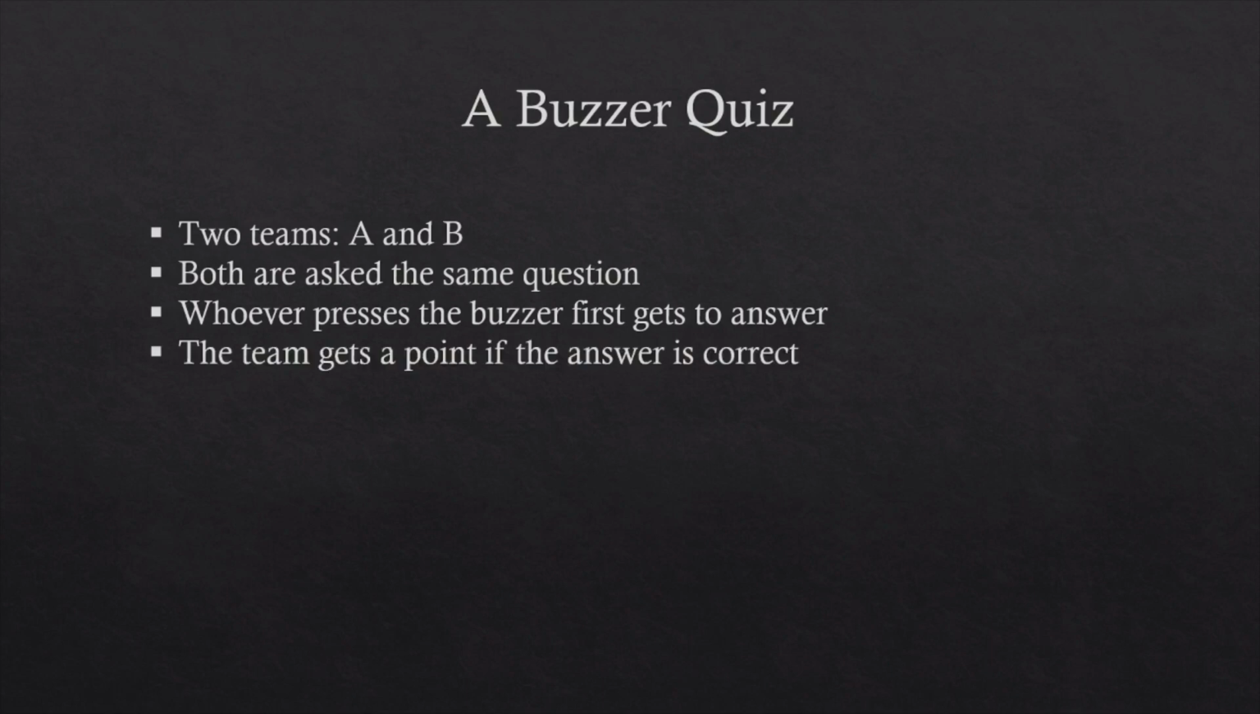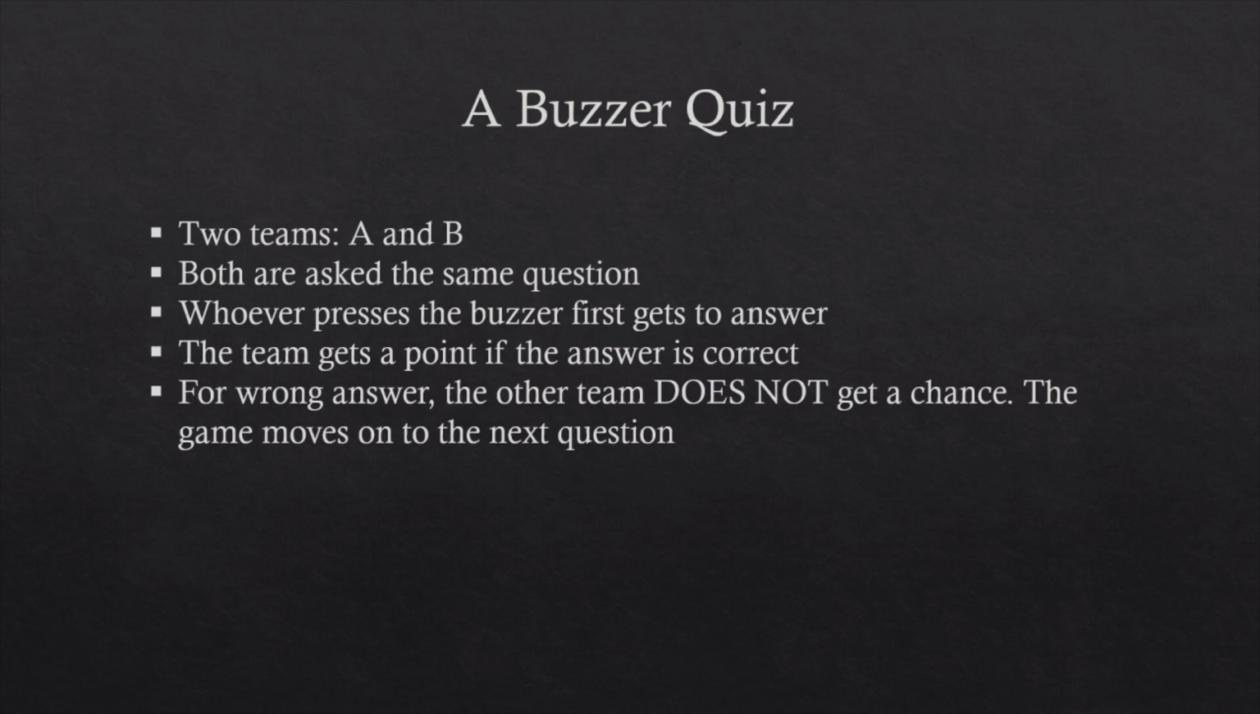The team gets a point if the answer is correct, but for a wrong answer, the other team will not get a chance like they do in a typical buzzer quiz, because we just want to keep things simple for now. We wouldn't want to complicate things. And whichever team reaches 8 points, they will win.